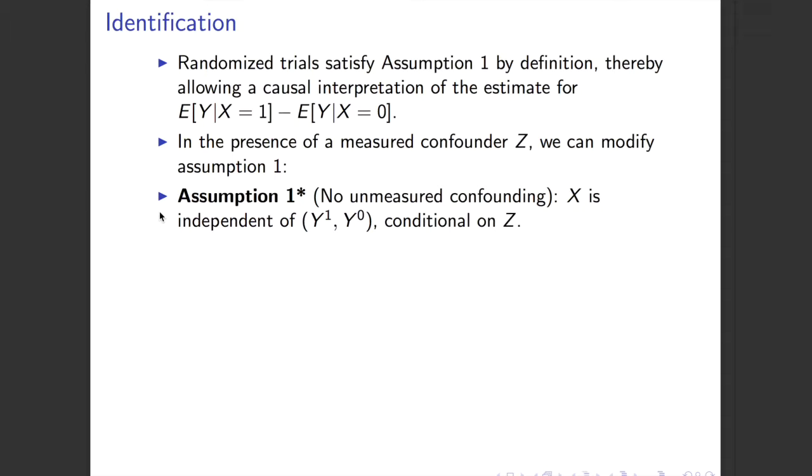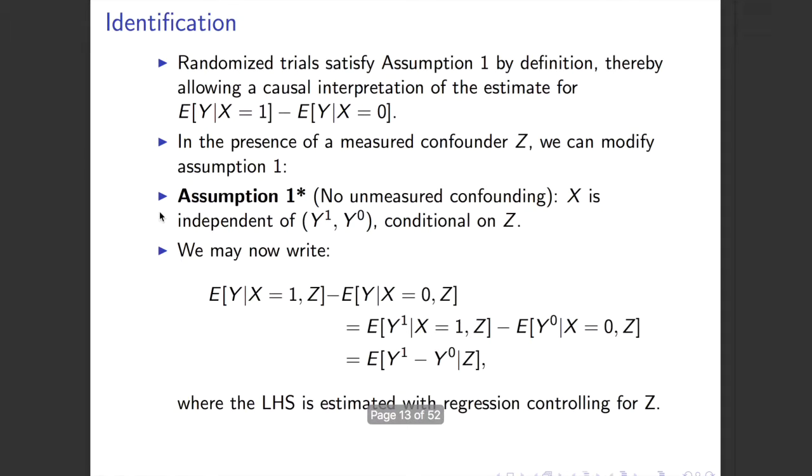So basically, you need to collect enough Z to make sure that the treatment decision made by the physician or some other people is independent of the potential outcome. Right. And you can't test for these assumptions.